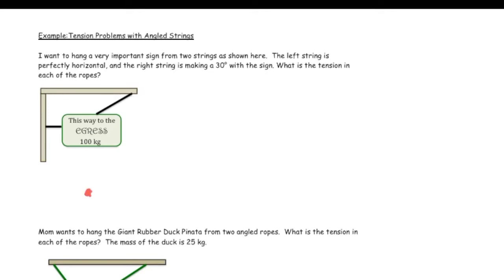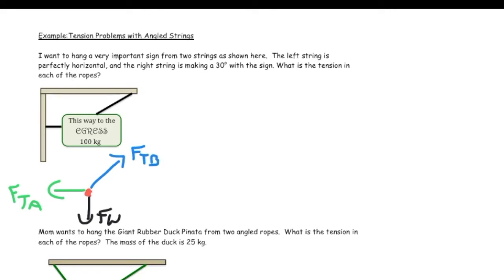Okay, we're going to start with a free body diagram. So this dot represents the hanging sign. We know that the sign has a weight, which I'll draw going downward, and we know it has a tension off to the left, which I'll call FTA, and it has a tension up and to the right, which we'll call FTB.